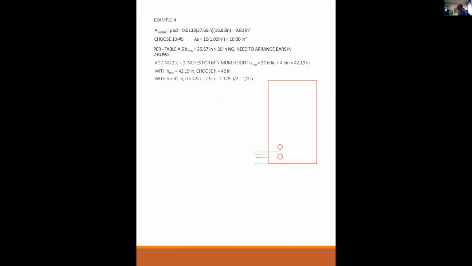Does that make sense? Yes. Okay, so that gives me a D equal to 38.44, because remember the goal, what are we actually after here? We're after the distance from the top of the beam to the centroid of all of my steel. So that's going to be 38.44 inches.